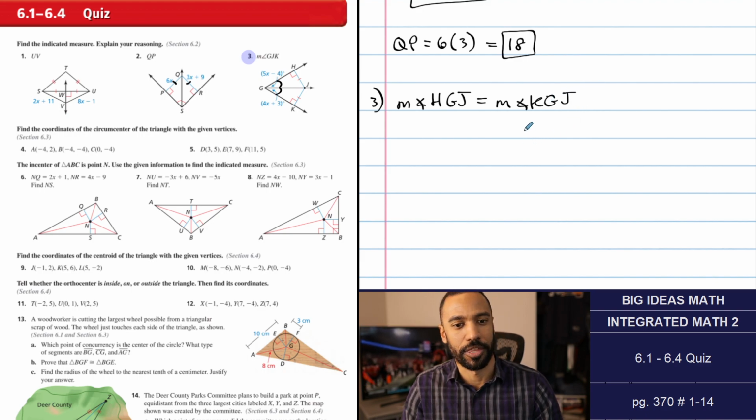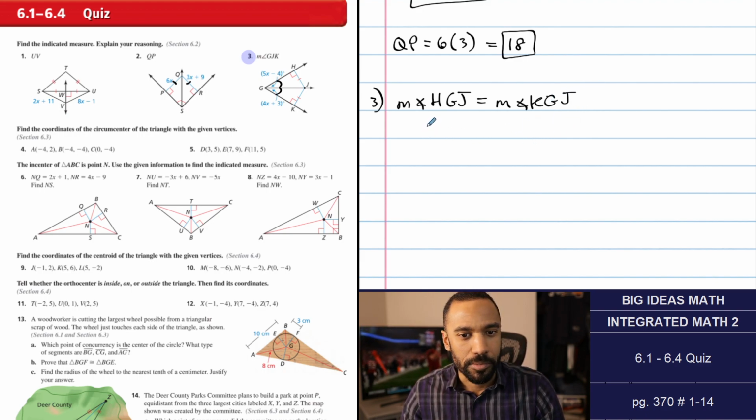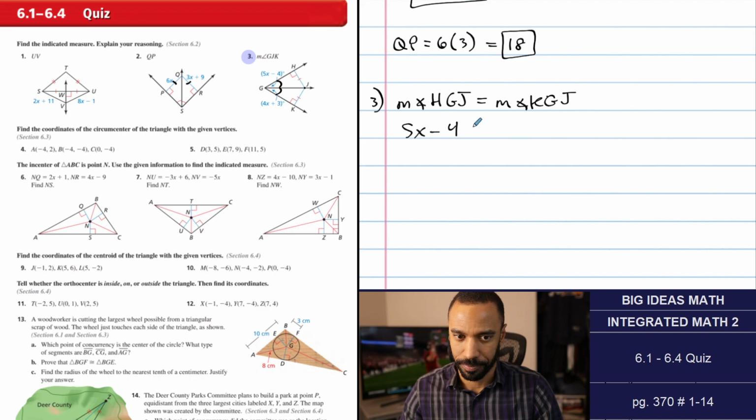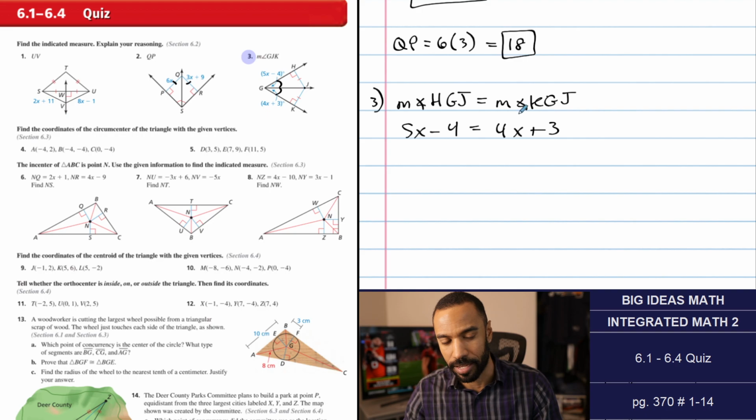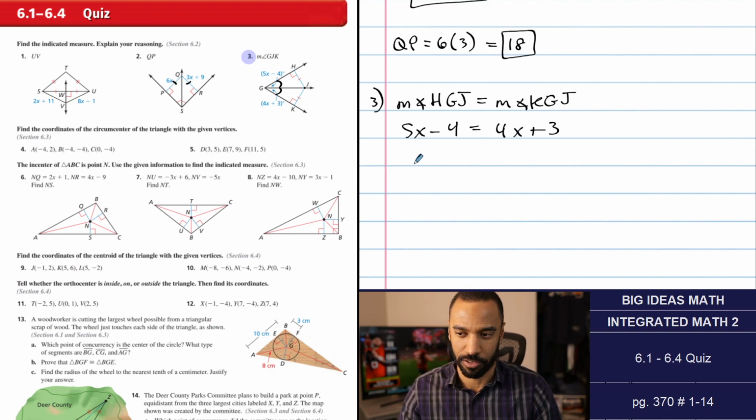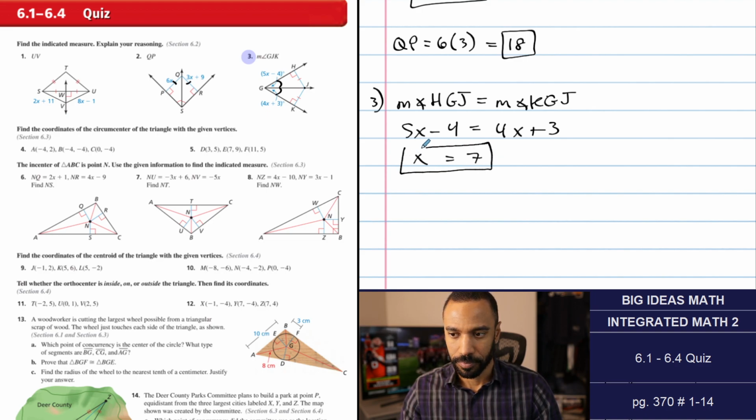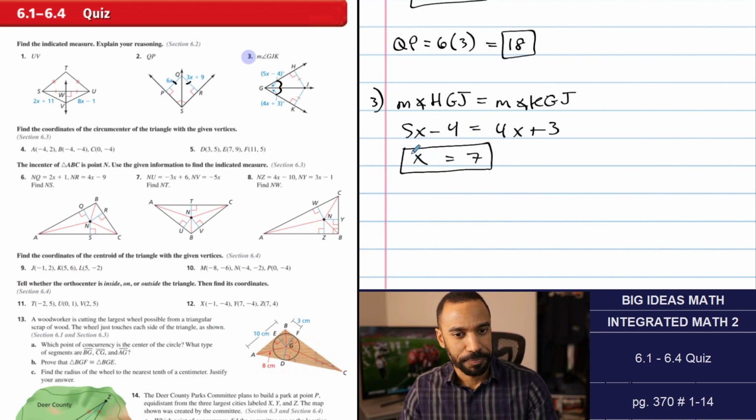Because of the converse of the theorem. I'm only on number 3. So 5x minus 4 equals 4x plus 3. Let's solve for x and we'll find its measure. Subtract 4x from both sides, you get x. Add 4 to both sides, you get 7. That's x, not the answer.